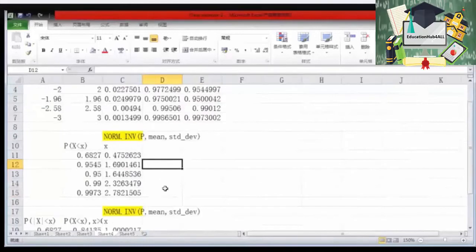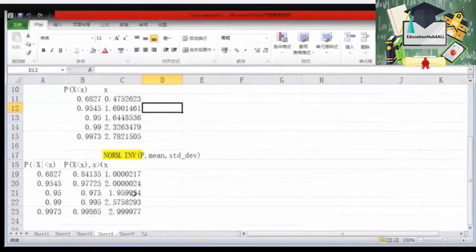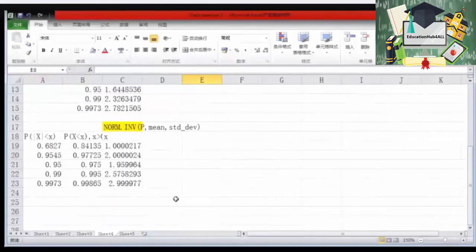Okay, so the next is about, if I know the probability, I want to find how large x is. So if I know, let's see.